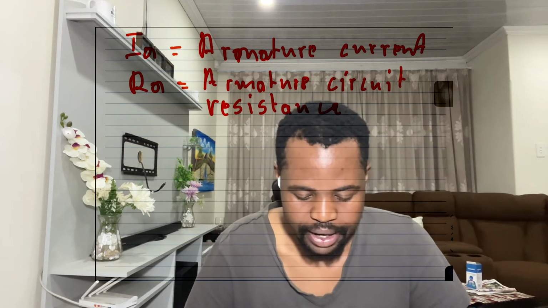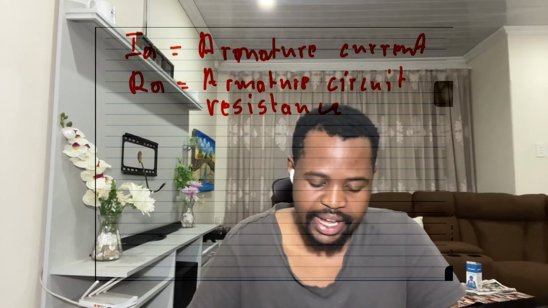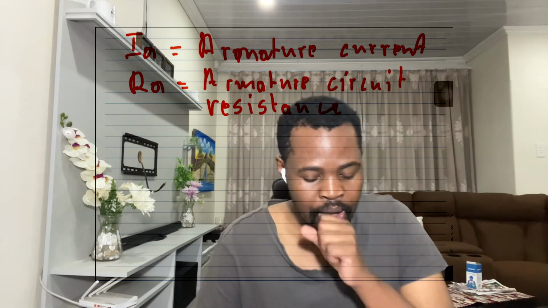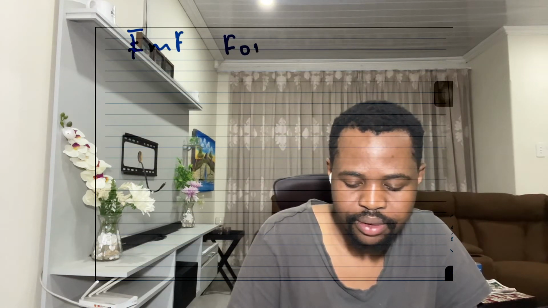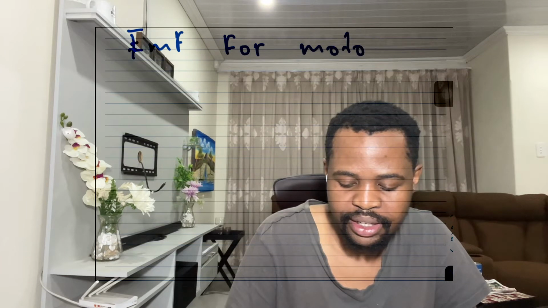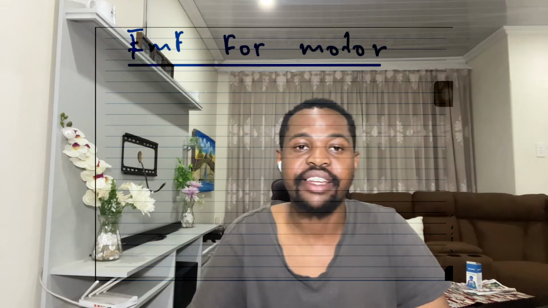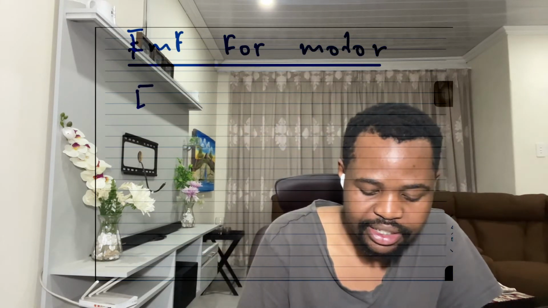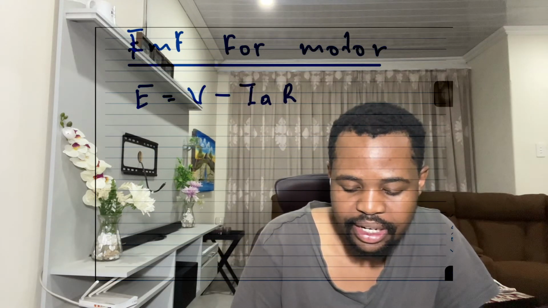That is it for the EMF equation of a DC generator. Now let us look at the EMF equation for the motor. Guys, it's basically the same equation, but the sign differs. Here, E = V − IA RA.